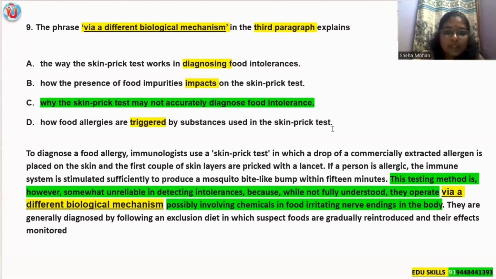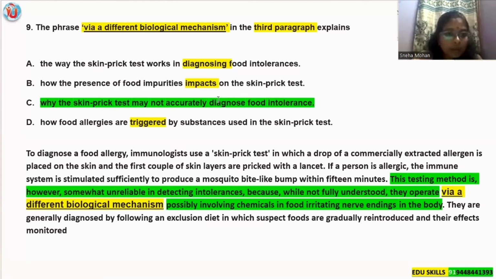Okay. Next, I will tell you how I eliminated the other answer options. Answer option A, the way the skin prick test works in diagnosing food intolerance. No, because the effectiveness is not clearly known. So we can eliminate it. And you have to mainly concentrate on the phrase. How does this phrase connect to the answer option A? It's not getting connected with the phrase, and we are eliminating answer option A.